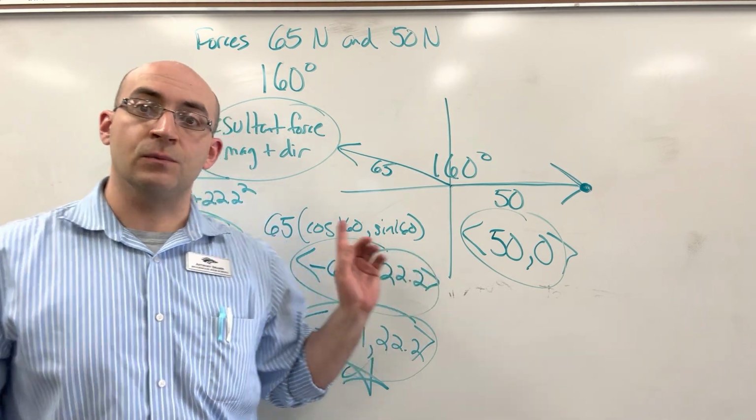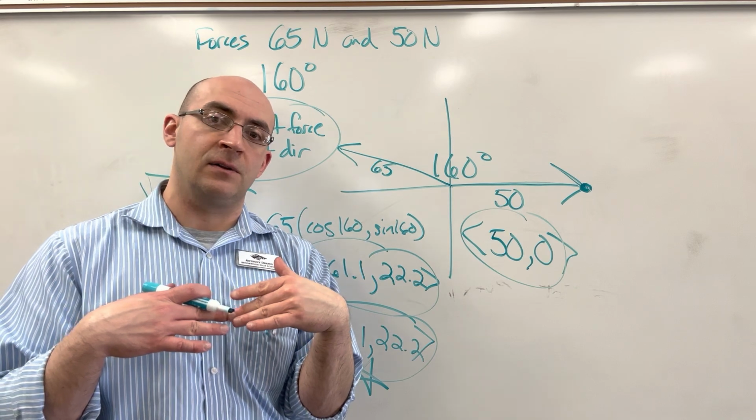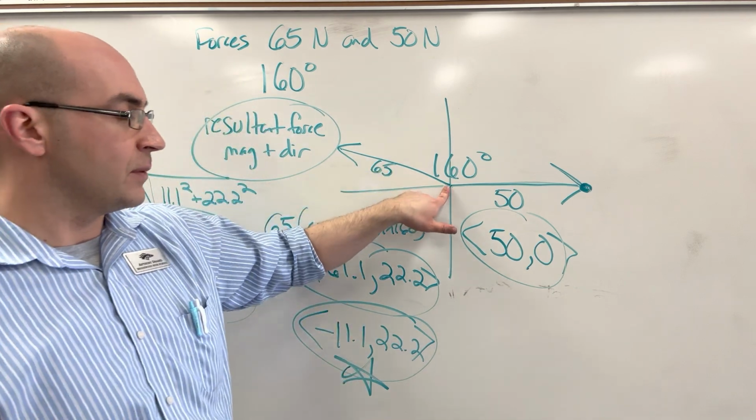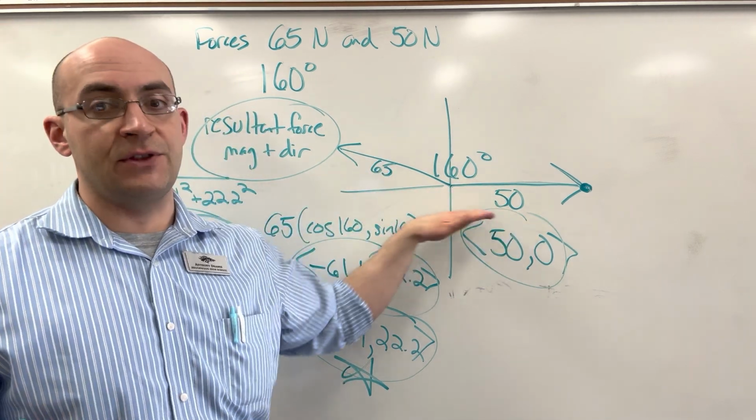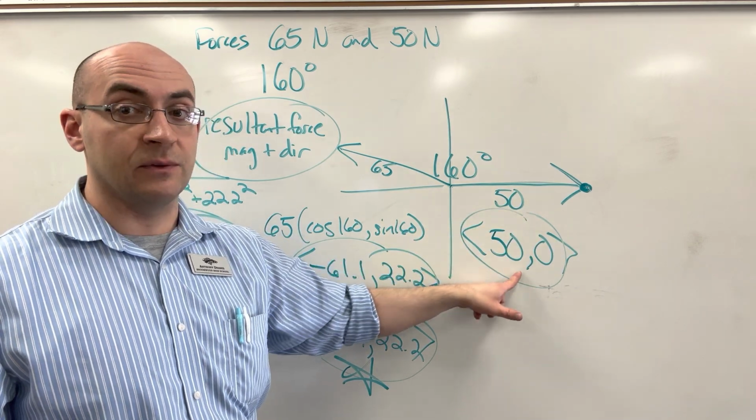And then the third problem was two forces acting on a point at an angle. Make one of them part of the x-axis so you can find the component form very easily, because it's 50, 0, all right?